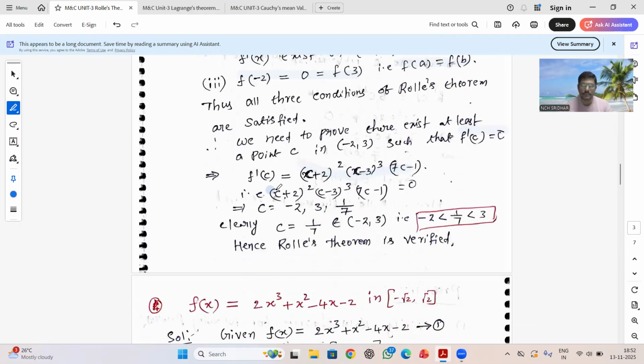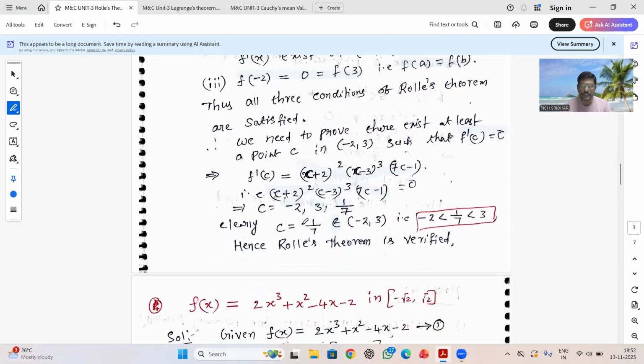Now (c plus 2) whole square is not equal to 0, because if c equals minus 2, the function is equal to 0. So we set (c plus 2) whole square equal to 0, (c minus 3) whole cube equal to 0, and 7c minus 1 equal to 0. If (c plus 2) whole square is equal to 0, we get c equals minus 2. If (c minus 3) whole cube is equal to 0, we get c equals 3. And if 7c minus 1 is equal to 0, we get c equals 1 by 7. But c equals minus 2 and 3 do not belong to the open interval minus 2 comma 3. Therefore, these two values do not belong to it.